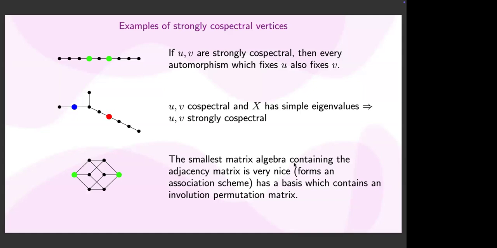The other way that you can force this to occur is to look at matrix algebras that contain the adjacency matrix. If this matrix algebra has a basis that is an involution permutation matrix, then there would be strongly cospectral vertices under some conditions.